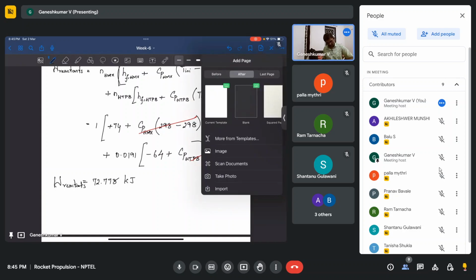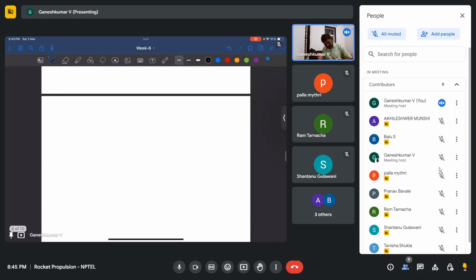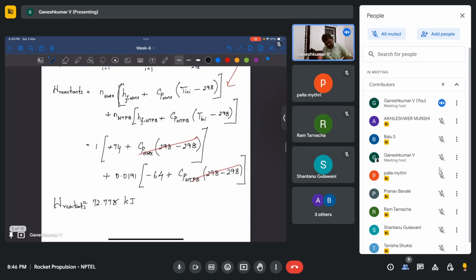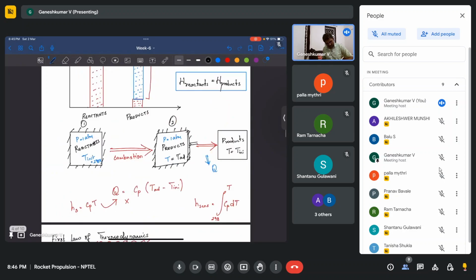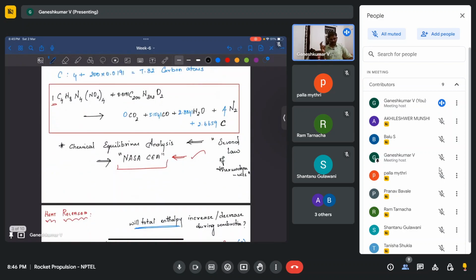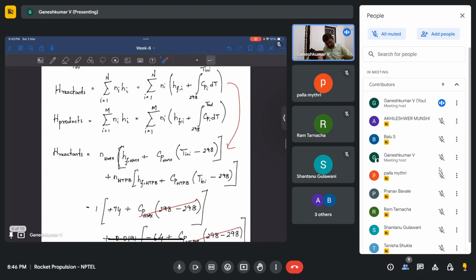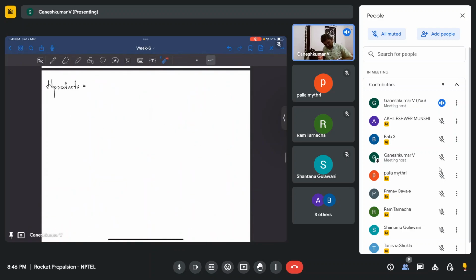Now similarly, we need to find the enthalpy of products. How many products do we have? We have CO2, CO, H2O, N2 and C. We have 4 products, so we just need to write it down 4 times.